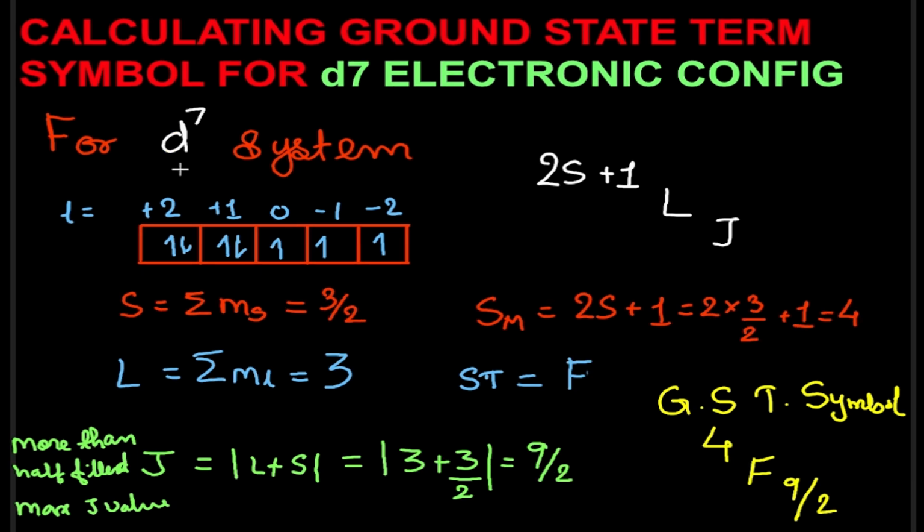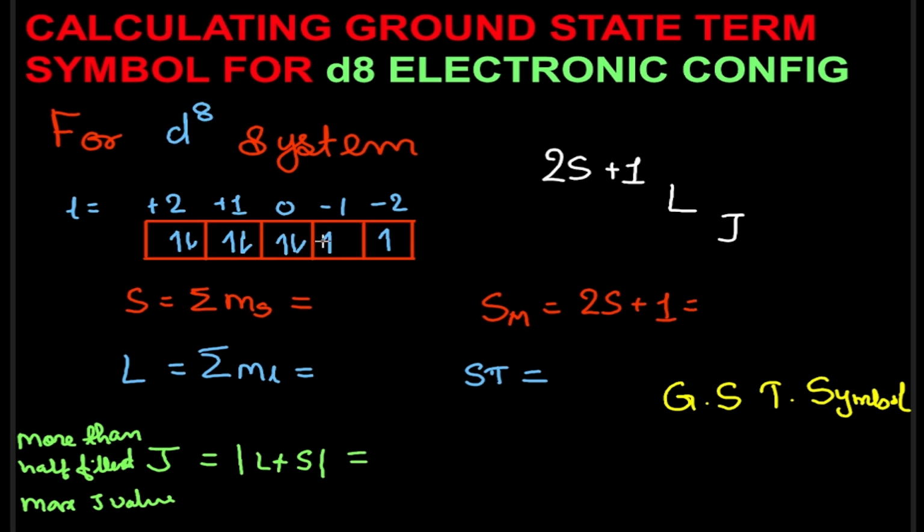Then moving on to the d7 system. The d7 system will have 2 pairs of electrons in the d orbital, and hence the remaining 3 electrons are unpaired, so the spin will be 3 by 2. Similarly, the spin multiplicity we obtain is 4. Capital L value is 3: there are 2 electrons, so 2 times 4 plus 2 is 6, and 6 minus 3 is 3. The spectroscopic term associated with L equal to 3 is F, so we have F, and the value of J will be 3 plus 3 by 2, which is 9 by 2, and hence this will be the ground state term symbol for the d7 configuration.